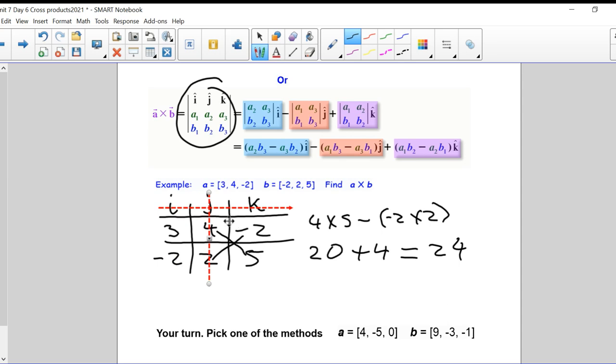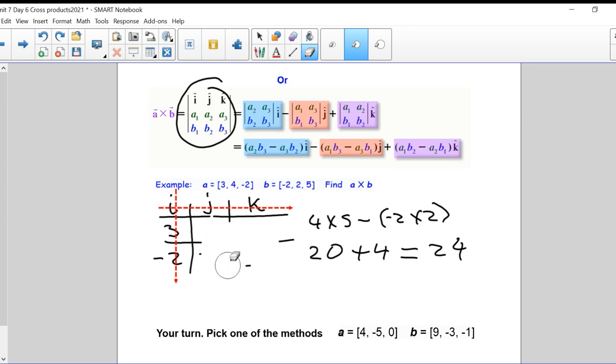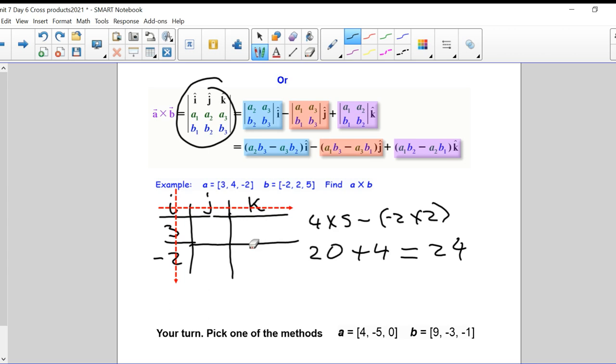And then I need to erase, actually, let me do another thing here. I need to erase this thing right here. All right, I'm just going to erase all of this and put them back. And if I use lines, I can just move the lines. Okay, so it was 3, 4, minus 2, and minus 2, 2, and 5.